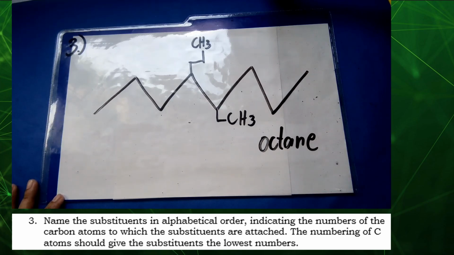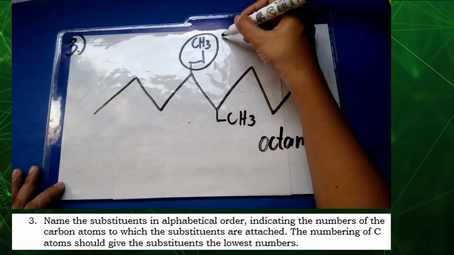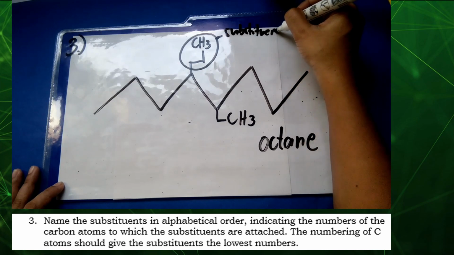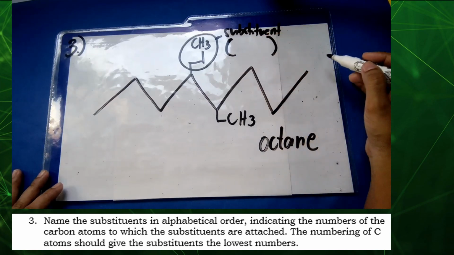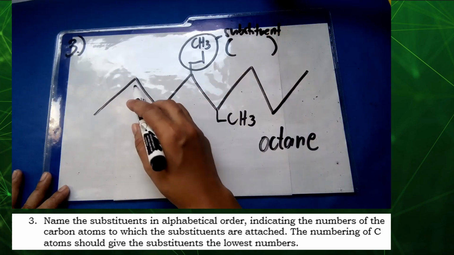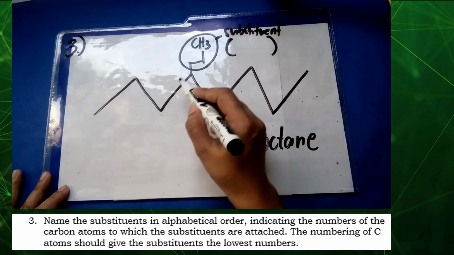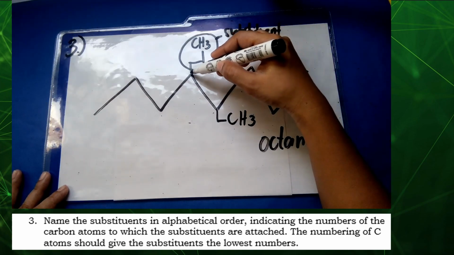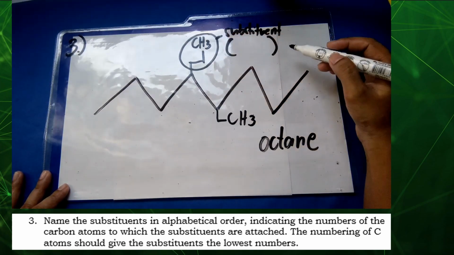And then look for the substituents. What are the names of the substituents? So we have here one substituent. This is the substituent. Ano kaya ang pangalan ng substituent na yan? Methyl pa ba siyang matatawag? So remember that every point of this skeletal structure contains carbon atoms. So we have 1, 2, 3, 4, 5, 6, 7, 8. Kaya nga siya octane. So if we're going to count this way, 1, 2, 3, the substituent here contains 3 carbon atoms.